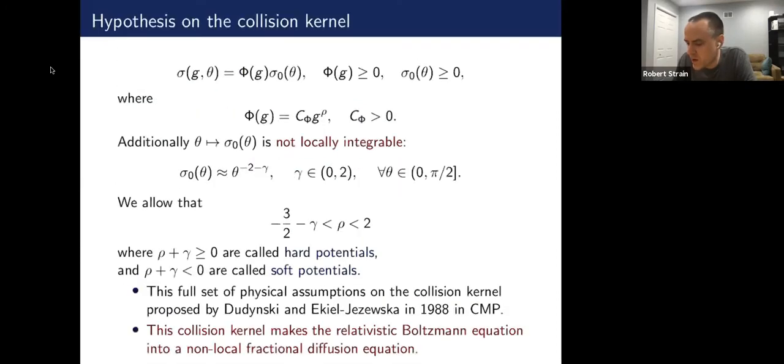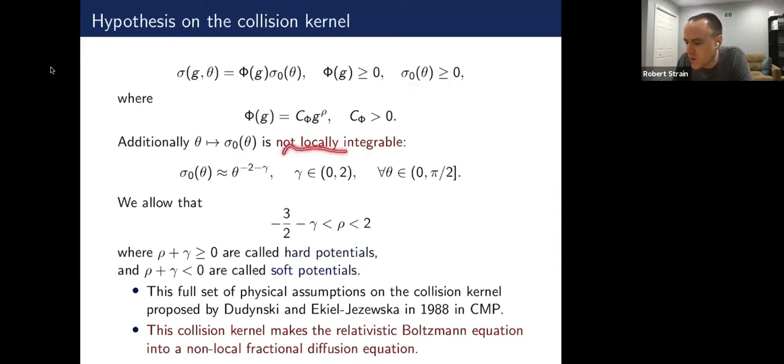And now I want to give you the hypothesis on the collision kernel. The hypothesis on the collision kernel are as follows. So sigma of G theta, which is what I call the collision kernel, is assumed to be phi of G times sigma 0 of theta, where phi of G is non-negative, and sigma 0 of theta is also non-negative. And phi of G can be thought of as kind of a power law, and so you can write it as a constant, which I call C phi, times G to the rho.